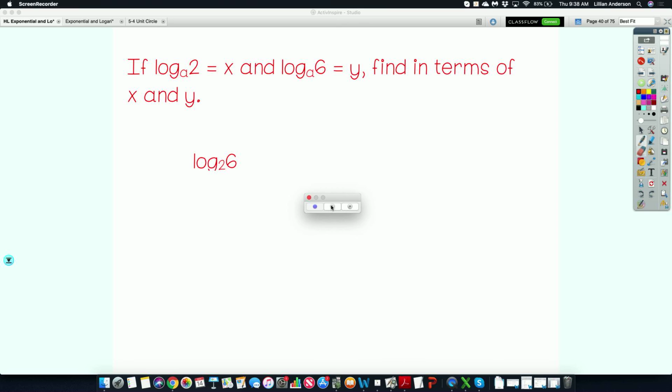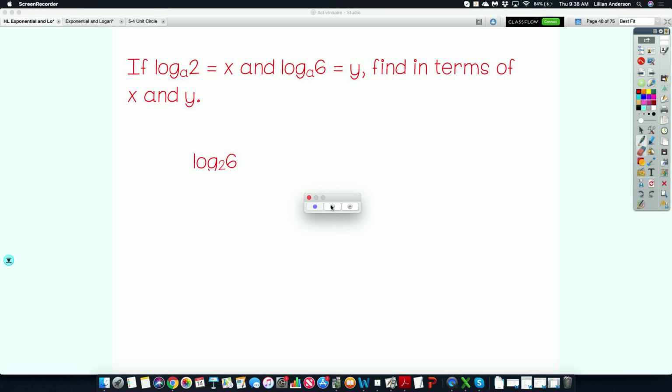Now, your different laws of logarithms and your change of base formula can be used to rewrite different logarithmic expressions in terms of other variables. So in this case, it says if log base a of 2 equals x and log base a of 6 equals y, then we have to find in terms of x and y log base 2 of 6. Now, first off, since we're trying to rewrite this in terms of x and y, which have a base of a, and this particular log has a base of 2, they are not the same base.